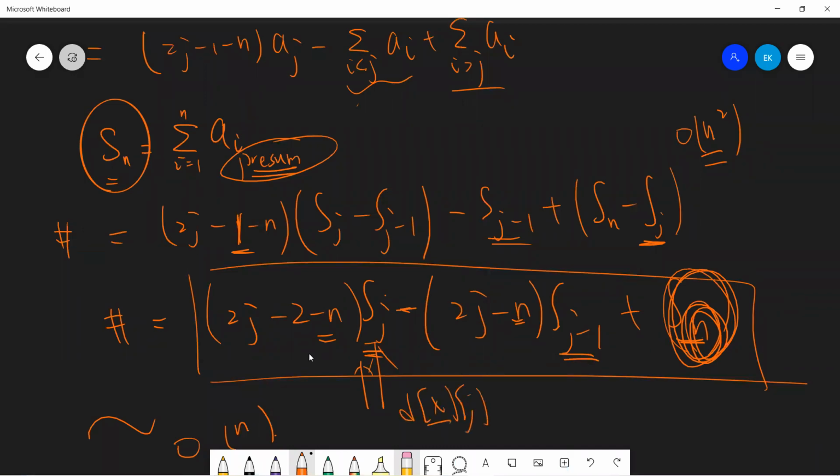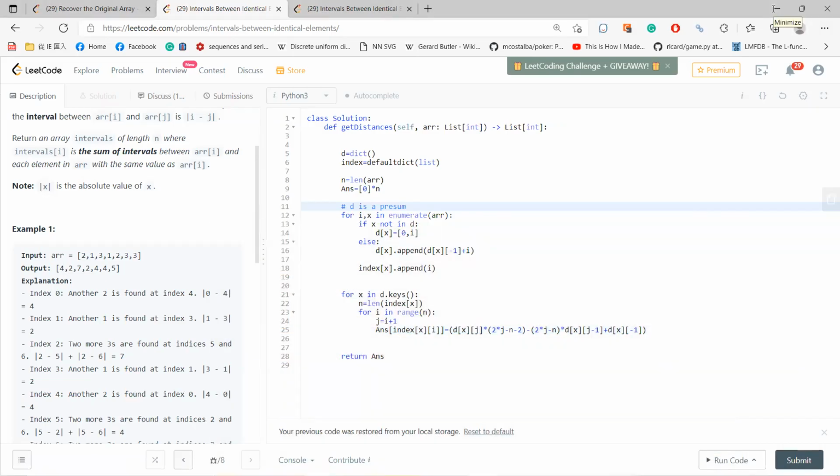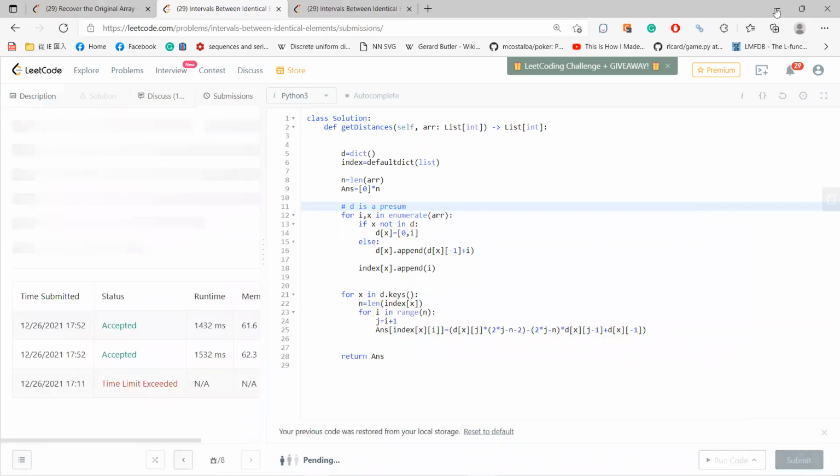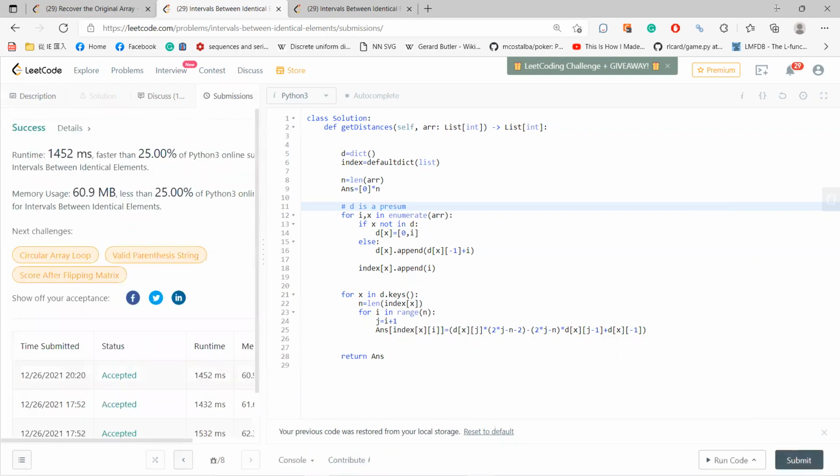This d of x is now a pre-sum of x. So it is D[x][j] times (2j minus n) minus (2j minus n) D[x][j minus 1], which is exactly the formula that I derived, plus D[x][-1], where minus 1 means Sn. In this case you enumerate all the keys and all the n, so in total it should be O(n), because you only compute n times. So it is possible to solve this problem. Not so difficult, but still can solve it. Okay, see you guys in the next video.